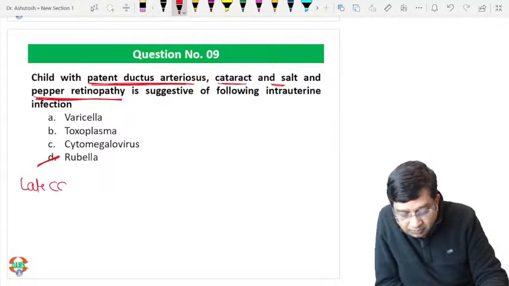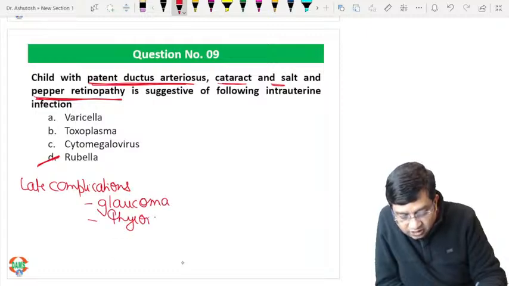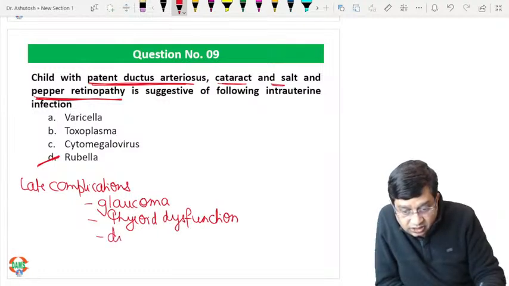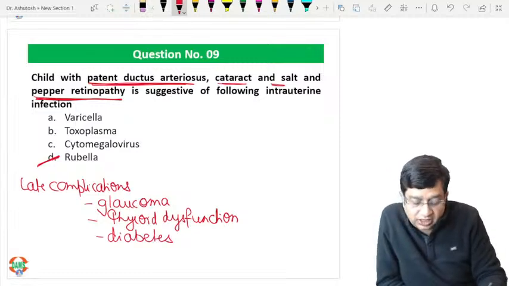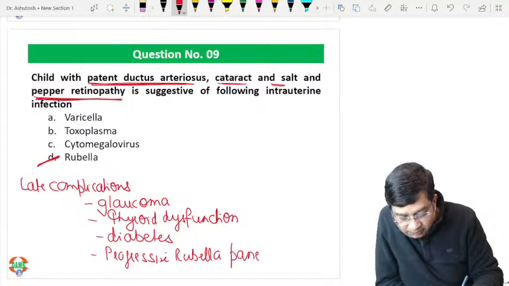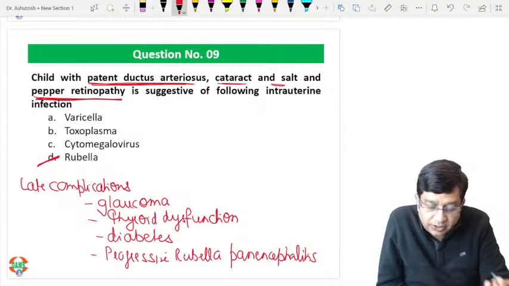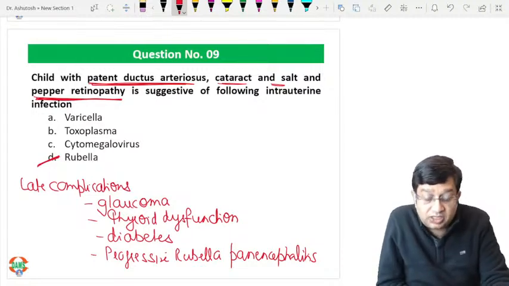And you should also remember the late complications of rubella. In that particularly there can be glaucoma also, there can be thyroid dysfunction also, there can be diabetes, and there can be progressive rubella panencephalitis. And rubella अकेला इन्फेक्शन है, राइट, rubella अकेला इन्फेक्शन था, particularly which cannot be treated.